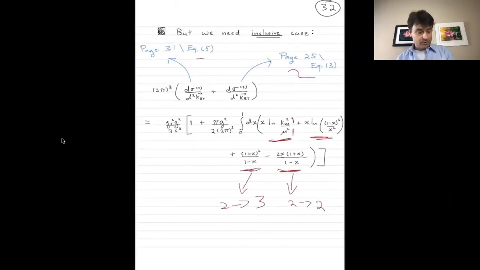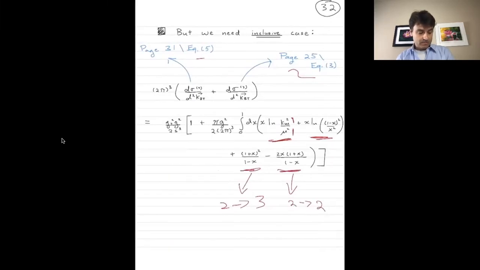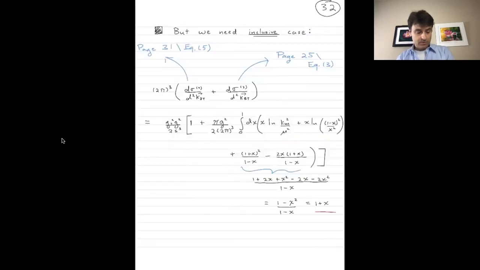Now we can reduce things even further by combining these two equations. Those just give us a 1 plus x. So basically, as x goes to 1, these two terms just cancel each other, which is easiest to see if you just combine those terms.